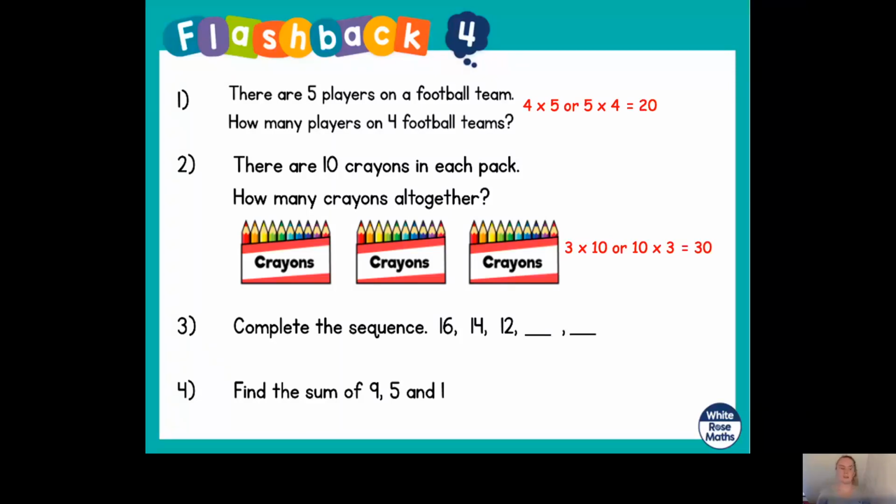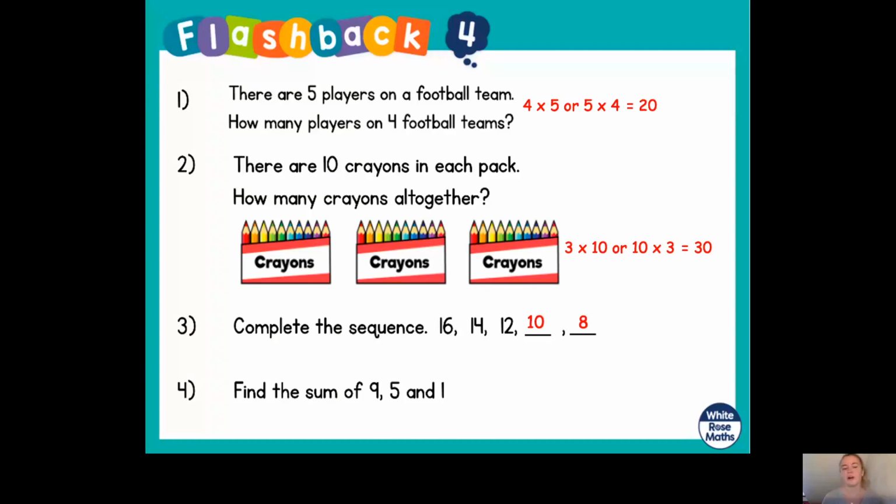Now, number 3, complete the sequence. So, did you work out if the sequence was counting forwards or backwards? Yes, that's right. It was counting backwards, wasn't it? We've gone from 16 to 14 to 12. So we've started with the largest number, which is 16. Now, what's the difference between 16 and 14? Yes, it's 2, isn't it? 16 subtract 2 is 14. And 14 subtract 2 is 12. What's 12 subtract 2? Yes, it's 10. Well done. And what's 10 subtract 2? Yes, it's 8. There we go. We've completed our sequence. We have counted backwards from 16 to 8 in steps of 2.